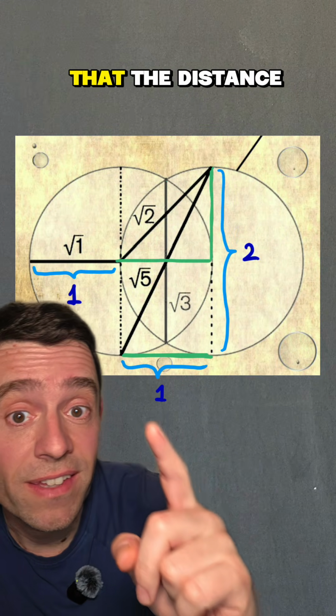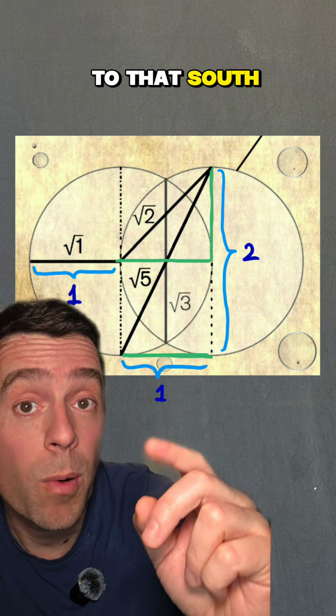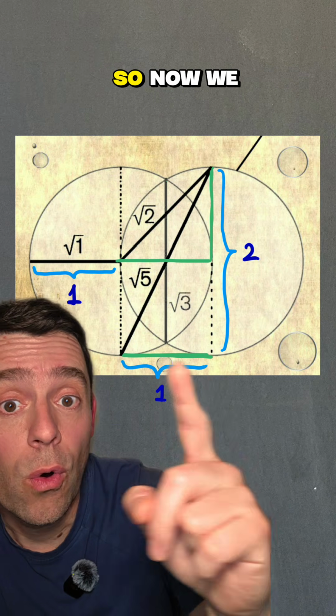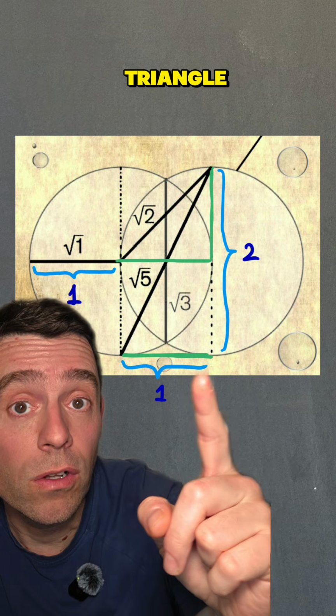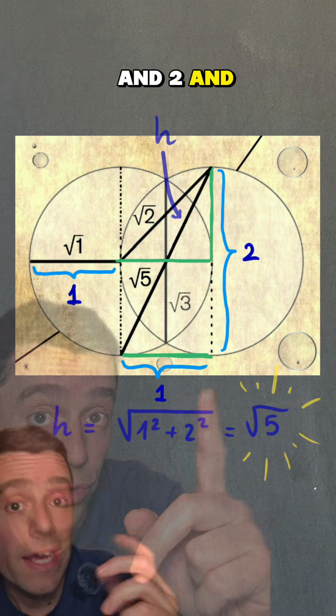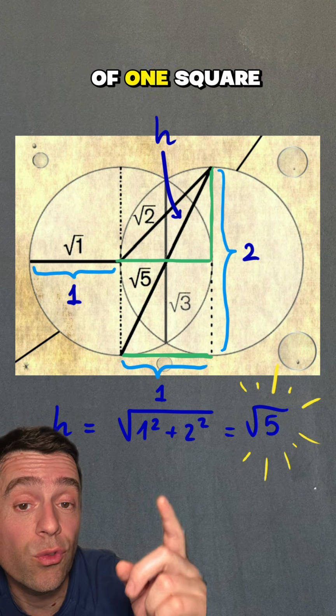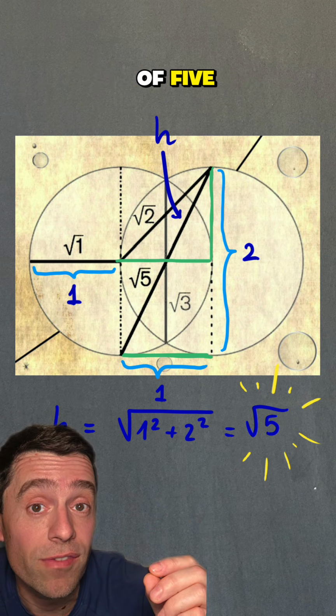For that, notice that the distance from this south pole to that south pole is also 1, and the diameter is 2. So now we have another right triangle with sides 1 and 2. And again, by Pythagoras, the hypotenuse is of length the square root of 1 squared plus 2 squared, so it is a square root of 5.